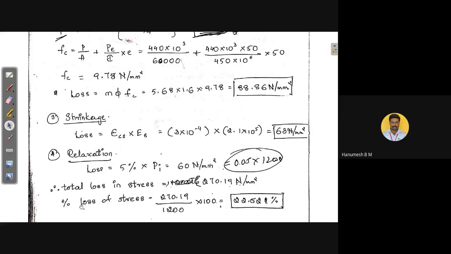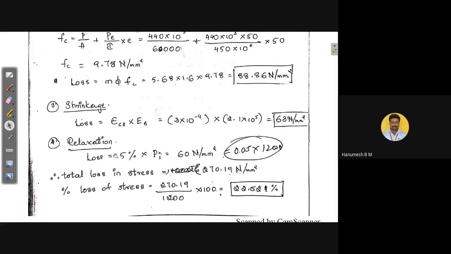Now how to calculate the percentage loss? Percentage loss of stress is equal to total loss divided by initial stress in the steel multiplied by 100. Because we are expressing in terms of percentage, total loss divided by initial stress into 100. Now it will be 22.52%. 22.52% of the 1200 Newton per mm square will be the losses due to elastic deformation, shrinkage, creep and relaxation of the steel in the post-tensioned bond.